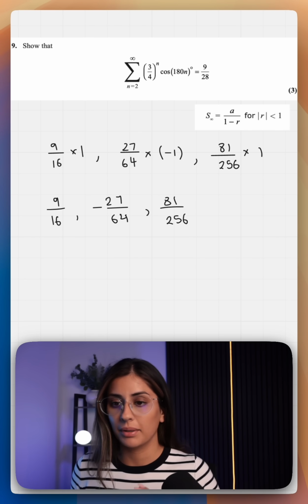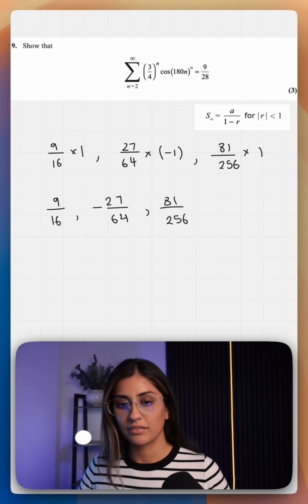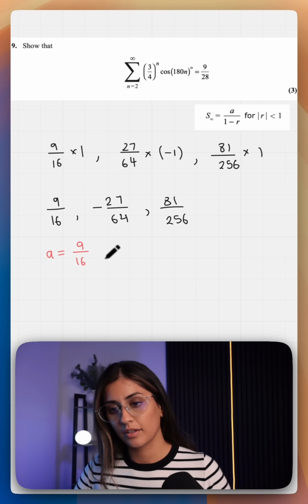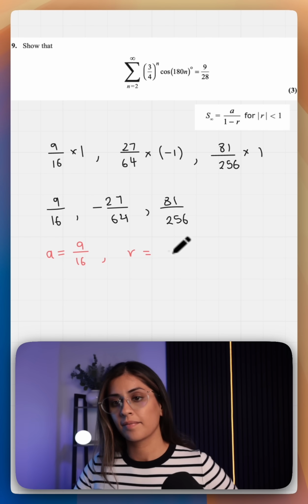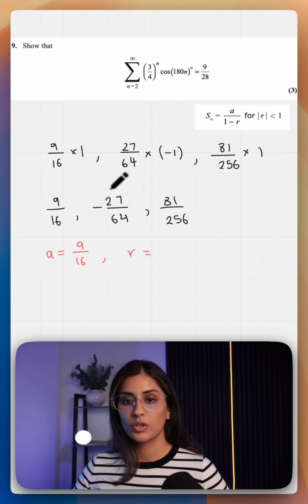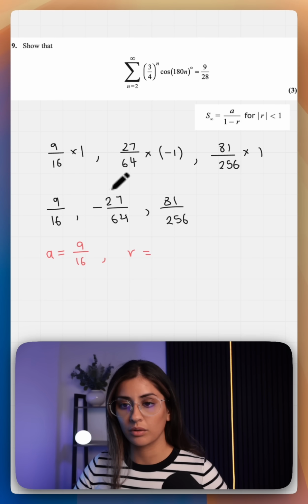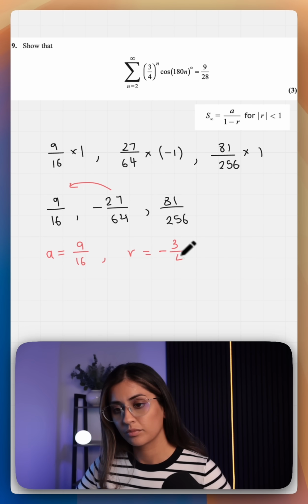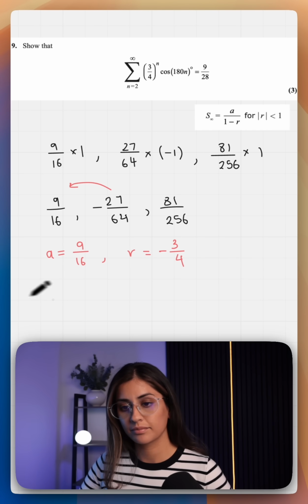So let's start by plugging everything in. a is our first term, which is 9 over 16. r is our ratio. Now, every term goes up by a certain factor. You can calculate the factor by doing one term divided by the other, and that should give you minus 3 over 4.